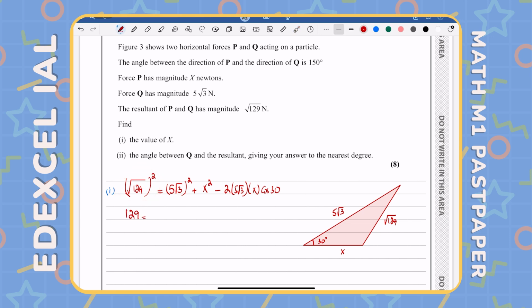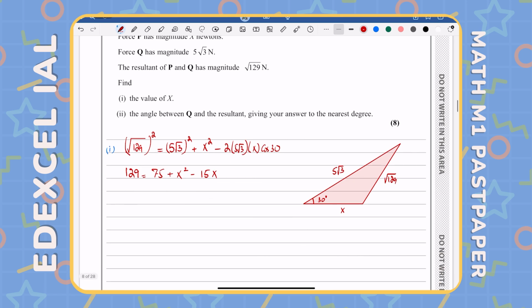So let's work this out. This is equal to 129, and 5 root 3, the whole thing squared, would be 25 times 3, which is equal to 75, plus x squared. So we're heading towards a quadratic equation. Minus, now let's work this out, 2 into 5 root 3 into cos 30. Let's see what that's equal to. That's equal to 15. So minus 15x. Let's write it like a quadratic equation. So we have x squared minus 15x, and what is 75 minus 129?